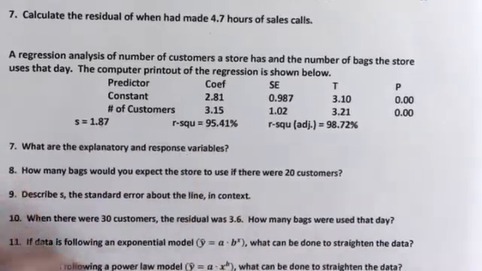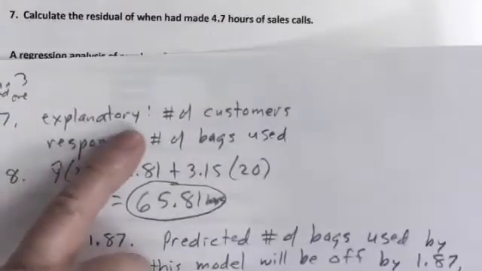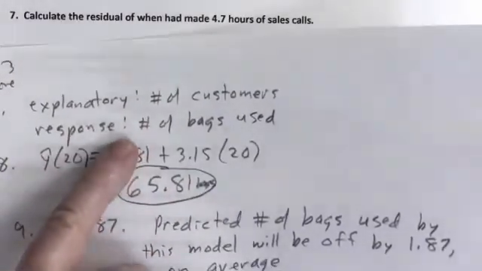What are the explanatory and response variables? Well, the explanatory variable is just the number of customers, our X variable, and the response variable is the number of bags used. And so there you go.